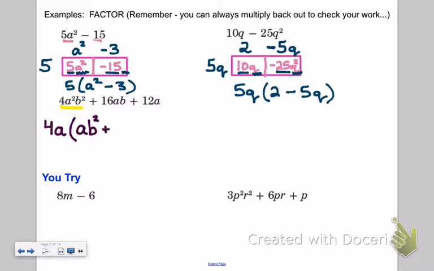Now we look at our second term. 4 times what is 16? 4. I have an a and an a, so I don't need to do any more a's, but I have a b here, so I need to include that b. And last but not least, we can look at that last term. 4 times what is 12? Positive 3. I have an a, and I have an a, and that's it. There's no b's to worry about. So that is the correct factorization of that trinomial.